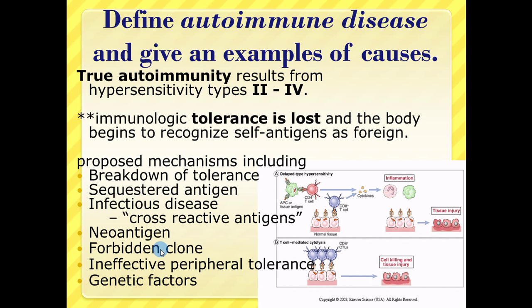And then ineffective peripheral tolerance. Ineffective peripheral tolerance and genetic factors, I think we talked about before, like when we talked about atopy and atopic situations. So the genetic factors is because of the HLA, the MHC.